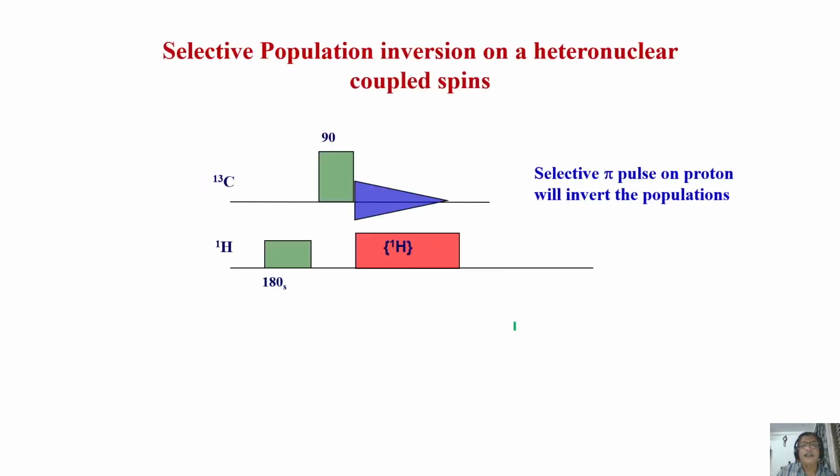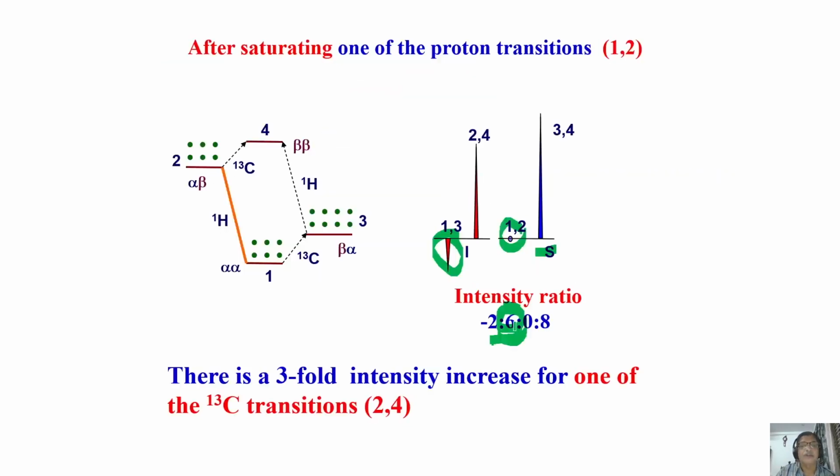Okay, let us see what happens with population inversion also. First remember, we'll come to the population inversion now. You understood that in the selective population transfer in the heteronuclear case, similar to the homonuclear case, there is a rise in intensity, but there is a larger rise in intensity here because we are considering heteronuclear, and you see one of the peaks goes up by threefold in intensity.